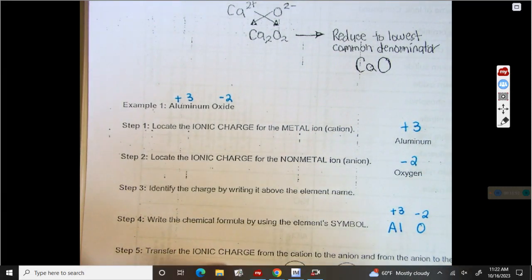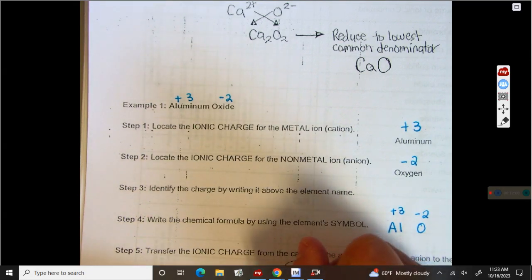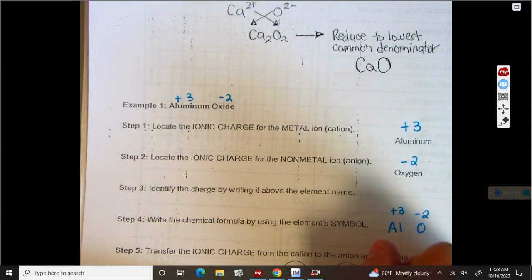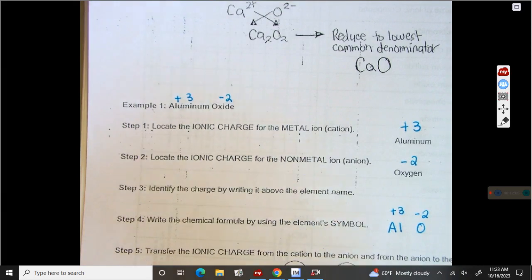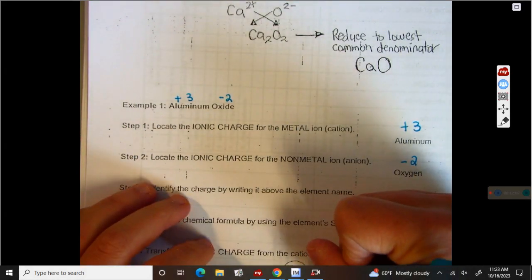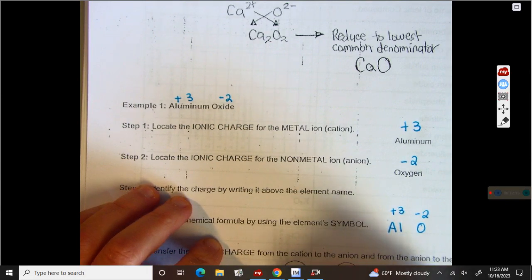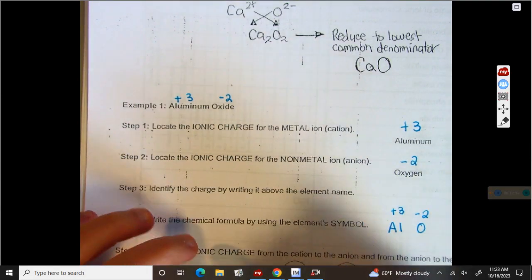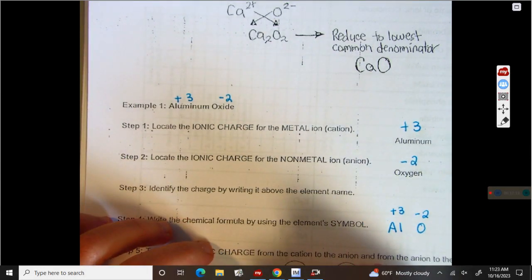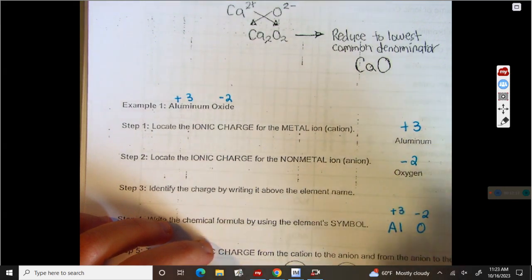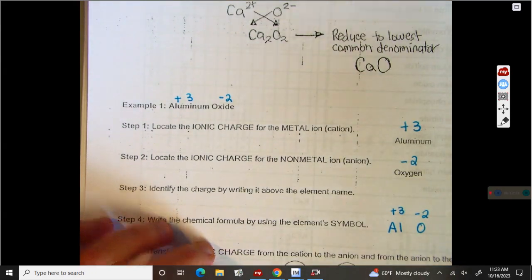And it says then we transfer the ionic charge from the cation to the anion. So right here, we're going to write a +3 and a -2, and we are going to drop and swap. Okay, so drop it and swap it. We drop and swap the charges. So aluminum will get the 2, Al2, O will get the 3, and we'll write Al2O3.